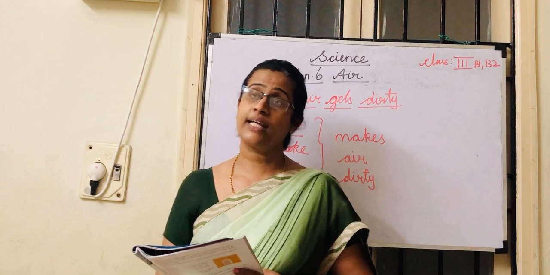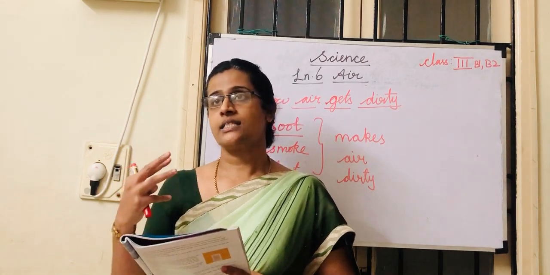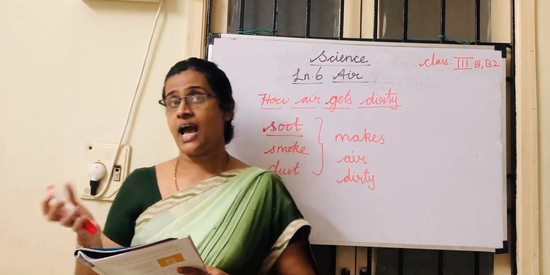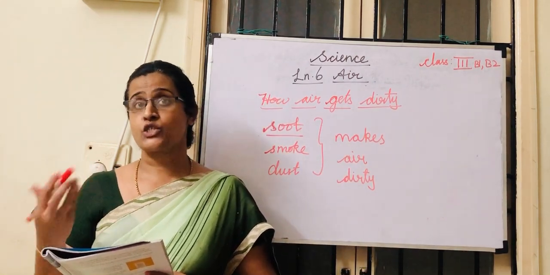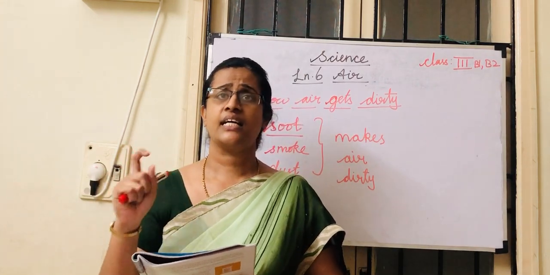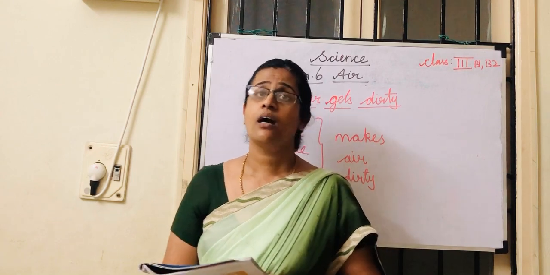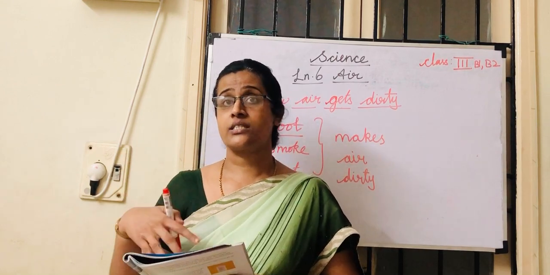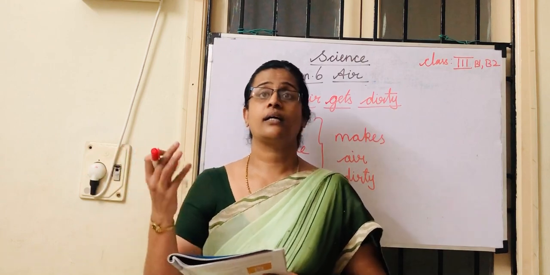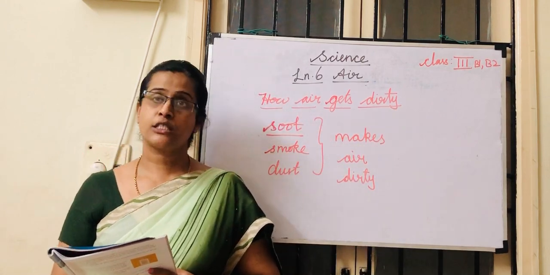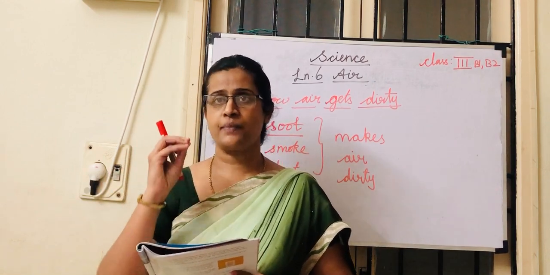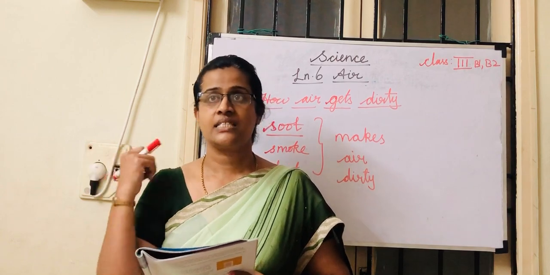The next point we learned is how air gets dirty. As we already learned, air is a mixture of gases. It has small bits of solids floating in it, and it also has dust, smoke and soot. What is soot? Soot is nothing but tiny unburned pieces from burning stuff.